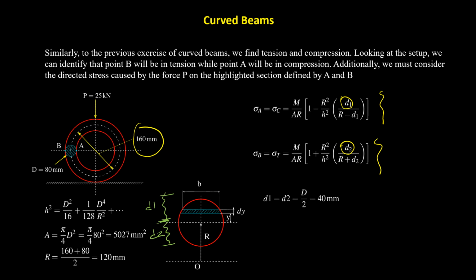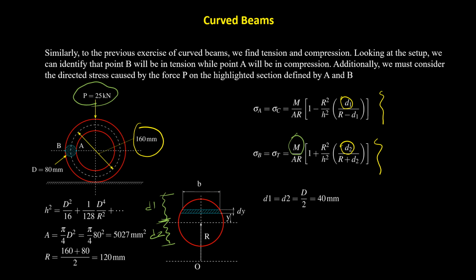So I have the area, I have the radius of curvature, I have h squared, I have d1 and d2. So I know what the moment applied to this section there is. So I need to calculate that, but also I need to be aware that this force here is not applied on the section, it's applied away from the section.